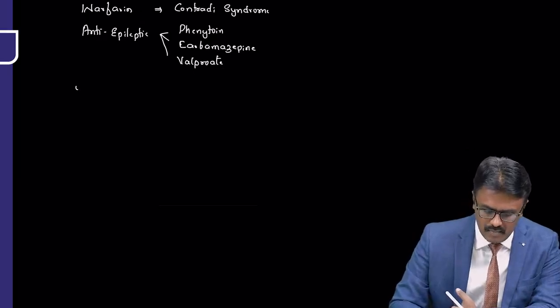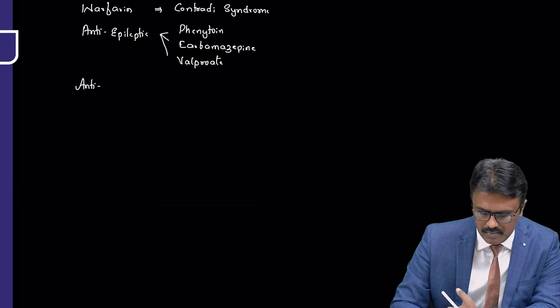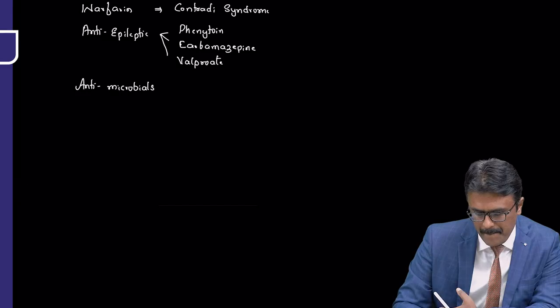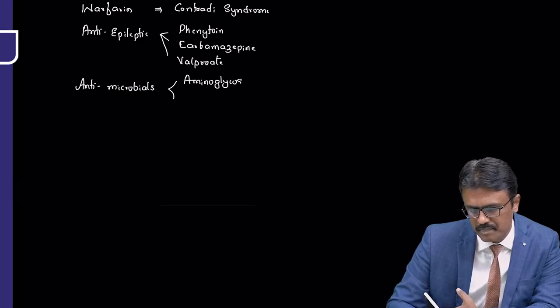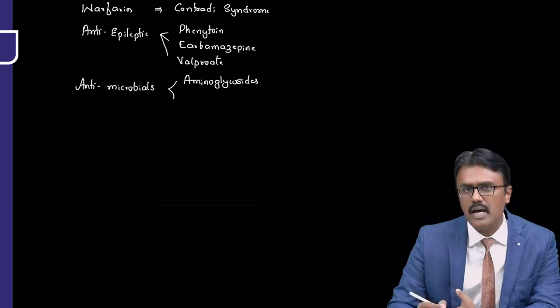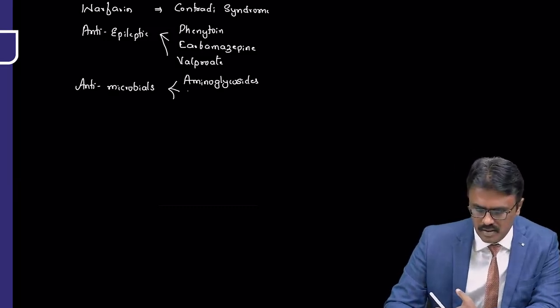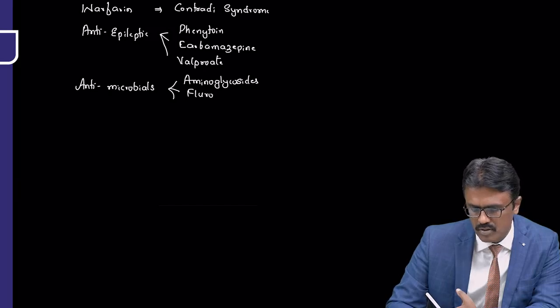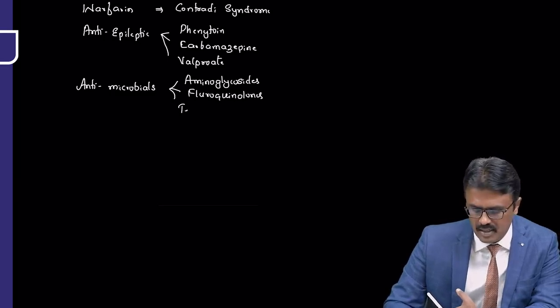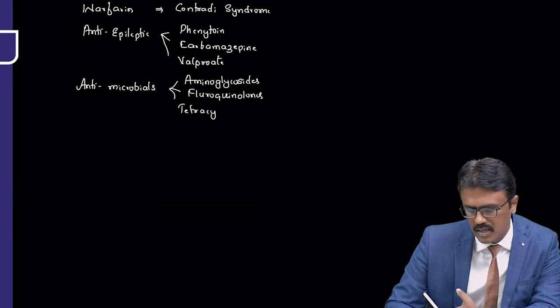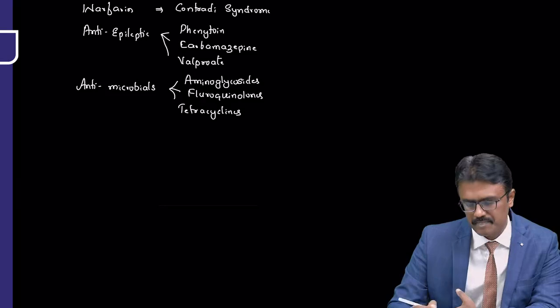What are the major antimicrobials you need to keep in your mind? Antimicrobials, we have aminoglycosides, which can cause damage to the ears. Then fluoroquinolones, which can cause damage to the cartilages. Tetracyclines, which can damage the bones and teeth.